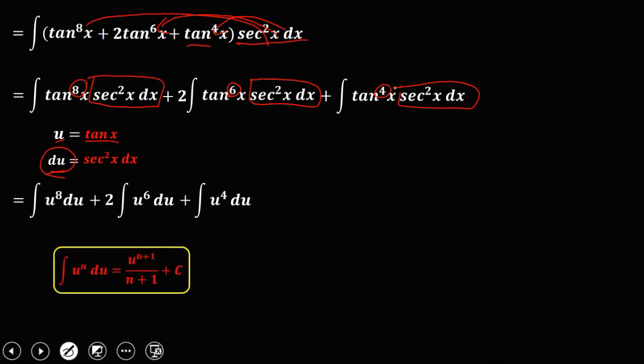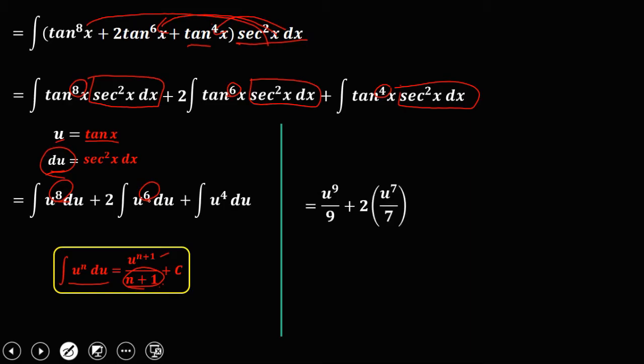Then using this formula, the integral of u to the power n du is equal to u to the power n plus 1 over n plus 1. So this u to the power 8 plus 1, that's u to the power 9 over 9. Then plus 2, then this u to the power 6 becomes u to the power 7 over 7. Then plus u to the power 4 plus 1, that's u to the power 5 over 5, then plus c.